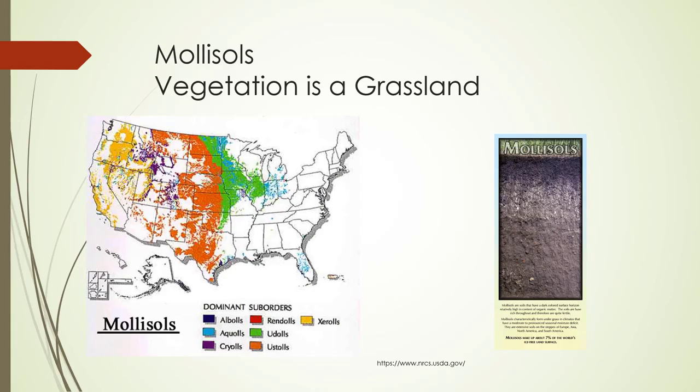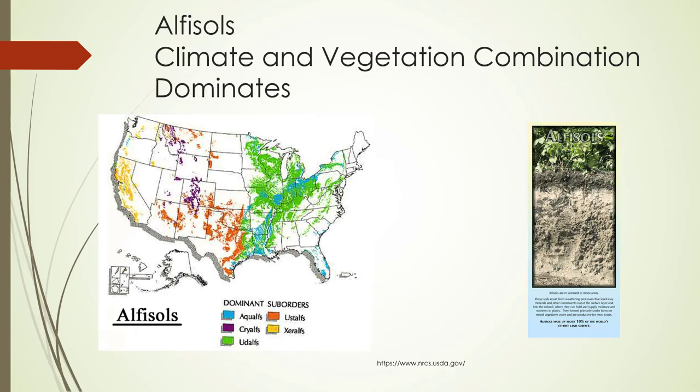Mollisols, vegetation is a grassland. So this is very fertile, and probably some of the most fertile soil in the world. Very thick, dark colored A horizon, rich in organic matter. You can see that here. Alfisols, these are also climate and vegetation combination dominations. This is in forest or savanna vegetations, clay in the subsoil, and generally very fertile. And so that's going to be again near the Mississippi Valley.